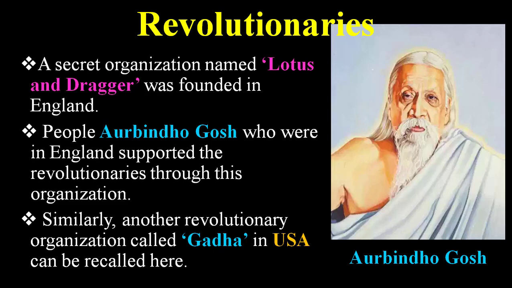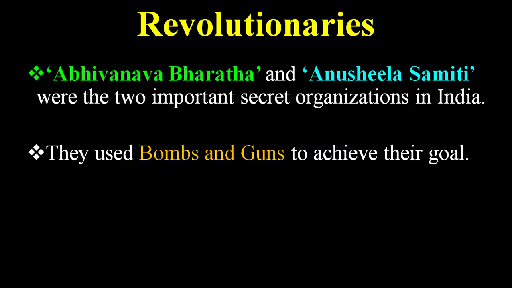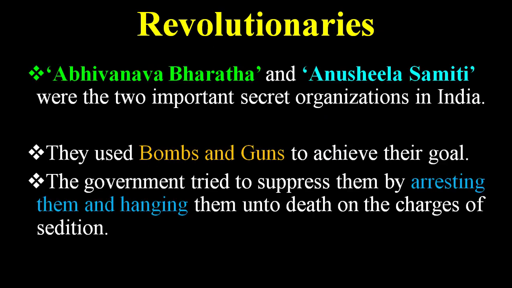A secret organization named Lotus and Dagger was founded in England. People like Aurobindo Ghosh supported the revolutionaries through this organization. Similarly, another revolutionary organization called Ghadar in the USA can be recalled here. Abhinav Bharat and Anushilan Samiti were the two important secret organizations in India. They used bombs and guns to achieve their goal. The government tried to suppress them by arresting them and hanging them on charges of sedition.